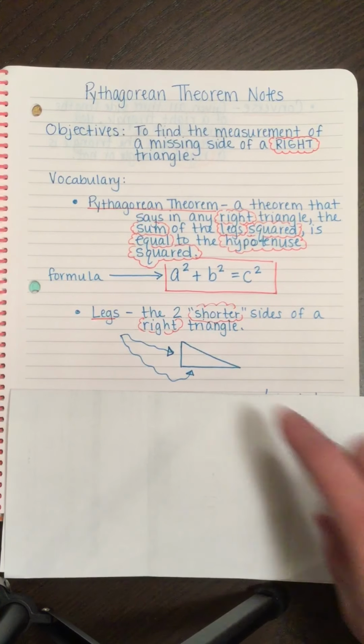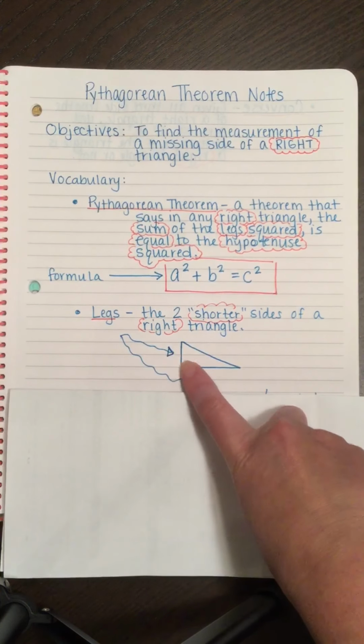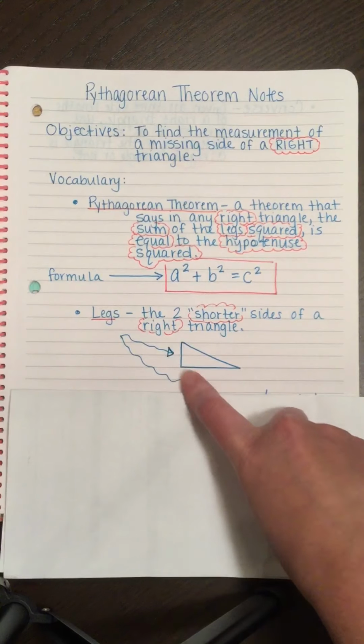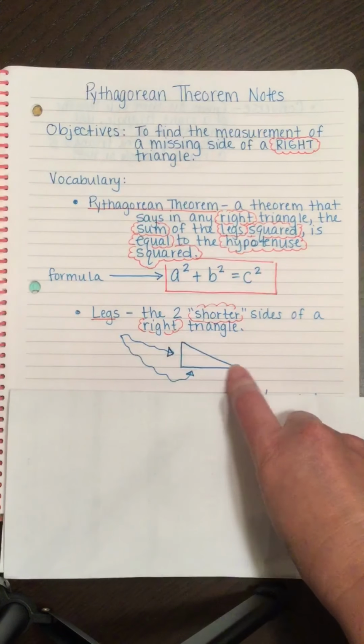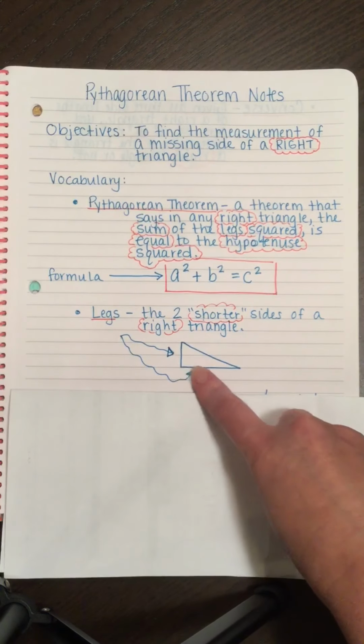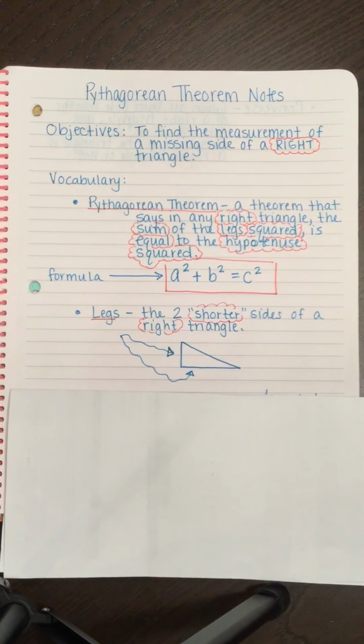So that applies to this. It doesn't matter which one you choose as A and which one you choose as B, as long as you're talking about the two short sides of the triangle. Very important, okay?